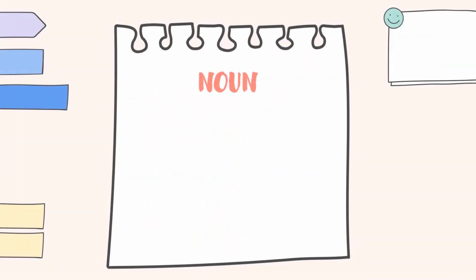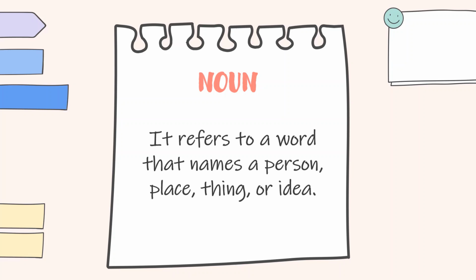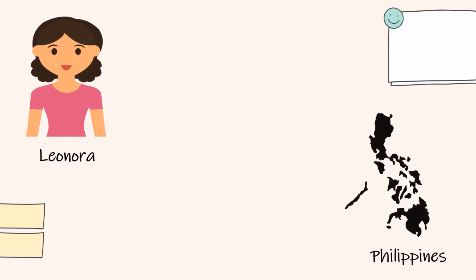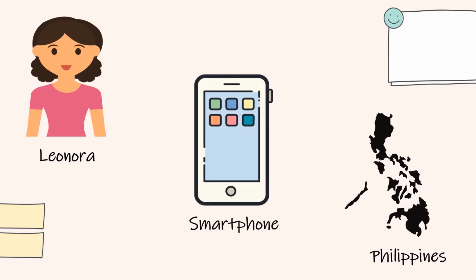Let us begin our discussion with nouns. A noun refers to a word that names a person, place, thing, or idea. For example, Leonora is a name of a person, Philippines is a name of a place, and smartphone is the name of a thing that we use for communication. A noun may be used in a sentence in different ways.